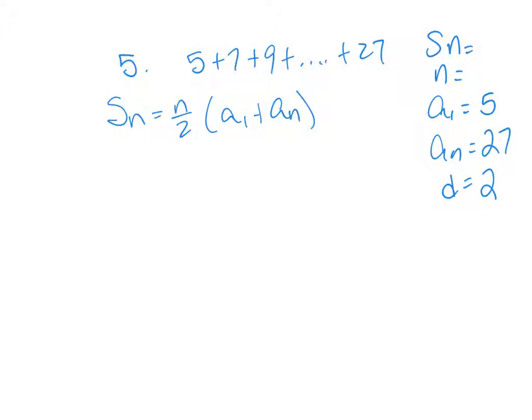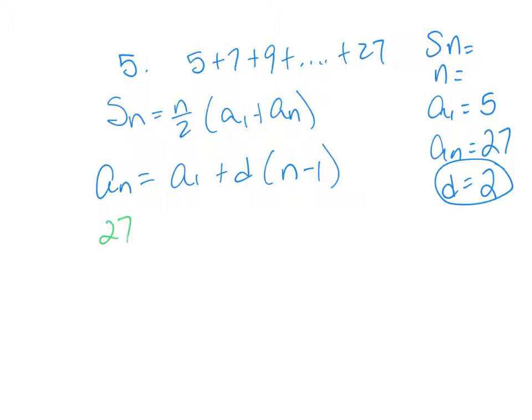Now you can sit there with your calculator and keep adding 2 until you get to 27 and add all those up manually, but you don't want to do that, right? We've got to find n. So to find n, we're going to use that d that he found because we're adding 2 each time. And we have an equals a1 plus d times n minus 1, right? Well, we know an is 27. We know a1 is 5. And we know d is 2. Can't we find n? Yeah.